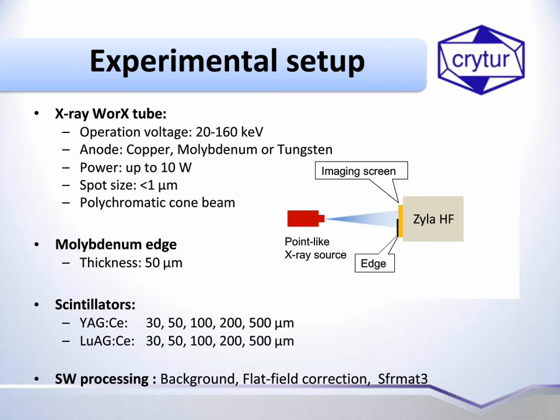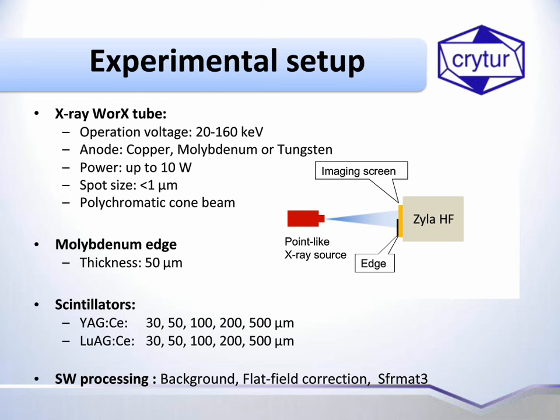So let's talk about the experimental setup we actually used. We used the slanted edge technique, as I said, with an X-ray tube which has an operation voltage between 20 to 160 kV. There are optional anodes. They can be copper, molybdenum, or tungsten, and the power on the target can be about 10 watts. This yields a spot size, and the best spot size would be below 1 micron, which is actually good for imaging because the finite spot size will affect the resolution of the system. So a very small spot size is great for imaging, and it can be done.